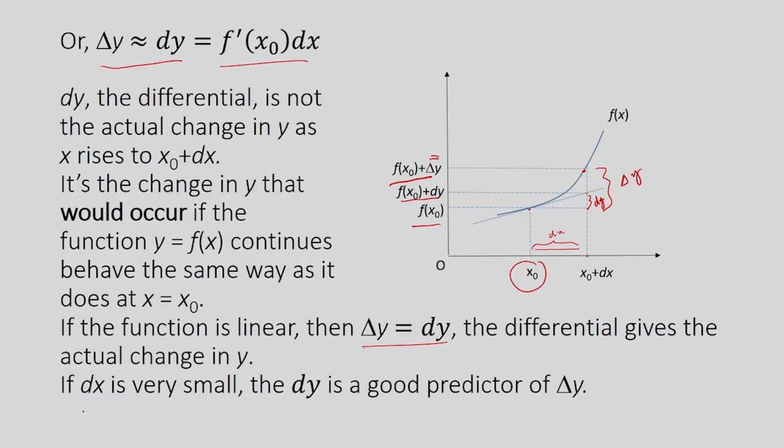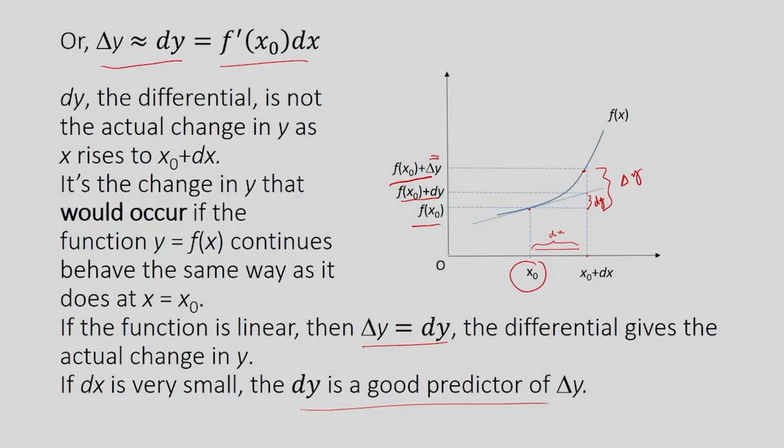And if dx is very small, so you are taking x's which are in the neighborhood of x0, then the dy is a good predictor of delta y, right. And this is again something we have referred to earlier, that in the immediate neighborhood of this particular value of x, the value of the tangent is a very good predictor of the value of the function.